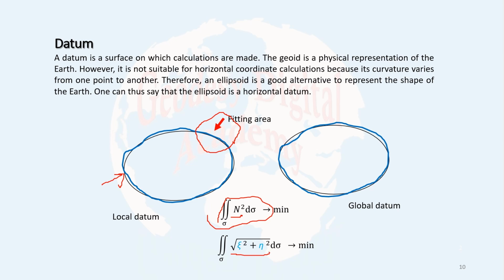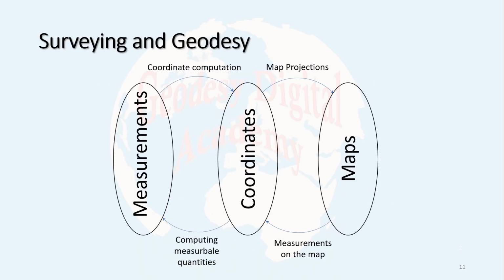We can also do the same fitting based on the deflections of vertical. So based on the definition of the datum, now we can see the differences between geodesy and surveying. In these two subjects, we have three domains: the measurement domain, the coordinate domain, and the domain of maps. So we measure something, we do some computations for coordinates, and based on some computations, we transfer the coordinates to the maps.